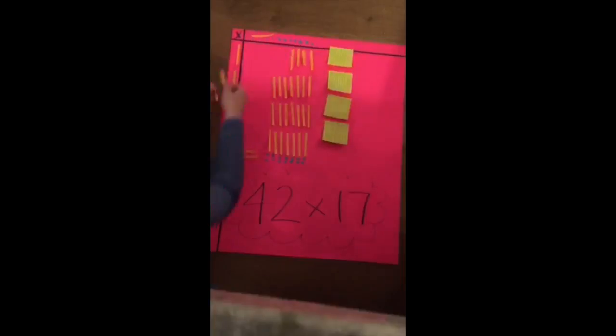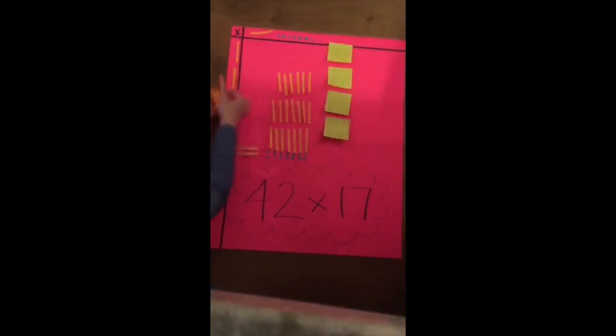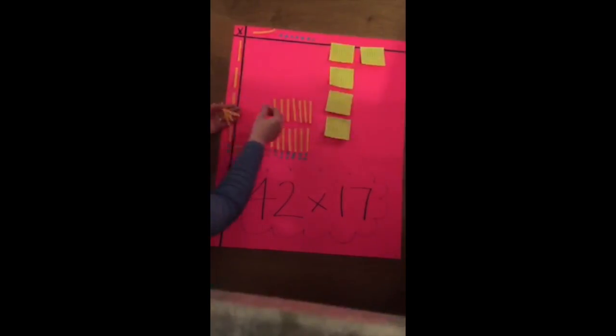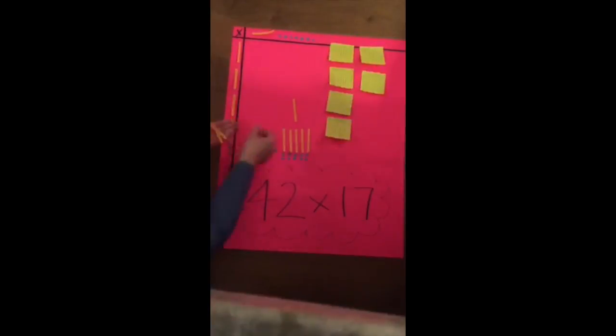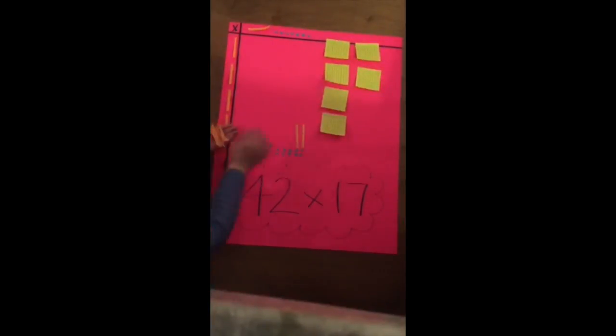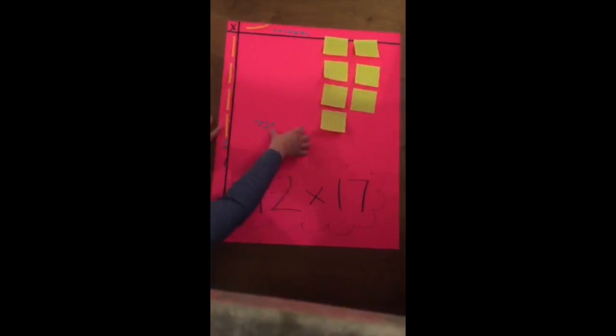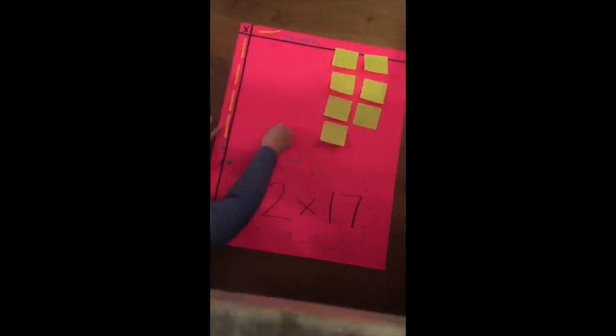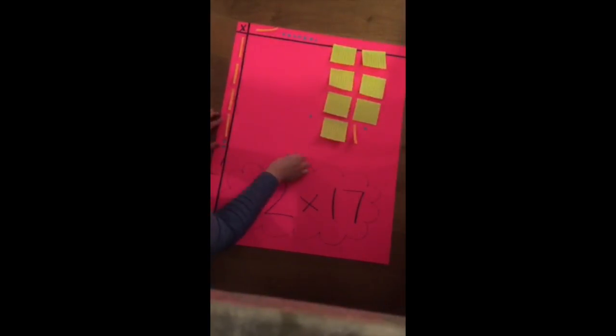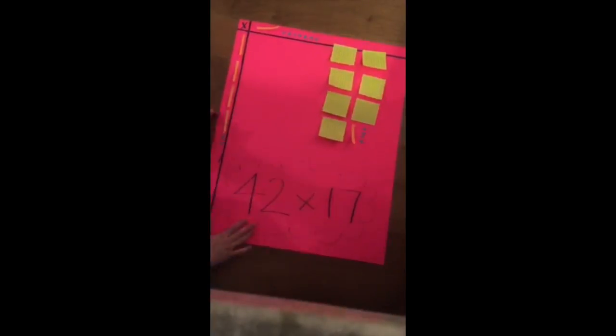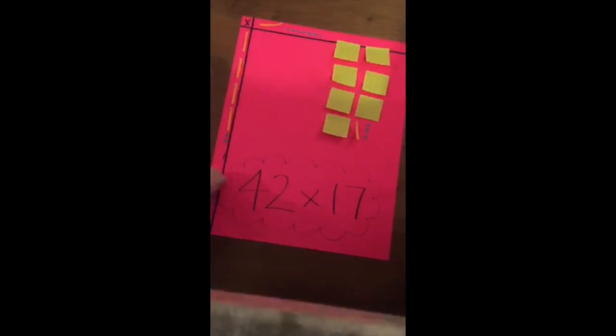Since 10 rods is equivalent to 1 flat, I can trade each set of 10 rods for a flat. In this case, I can do this 3 times. I can also trade 10 unit blocks for 1 rod. In this case, I can do this once. So I have 7 flats, 1 rod, and 4 unit blocks. This equals 714.